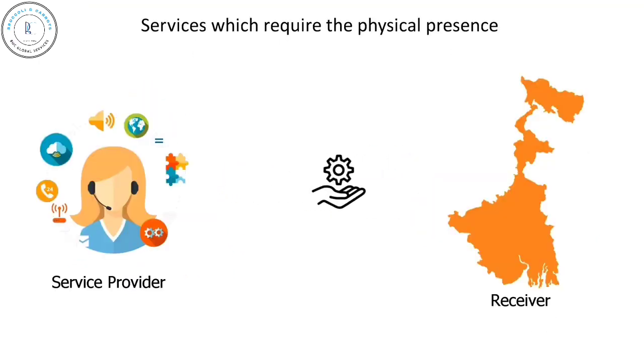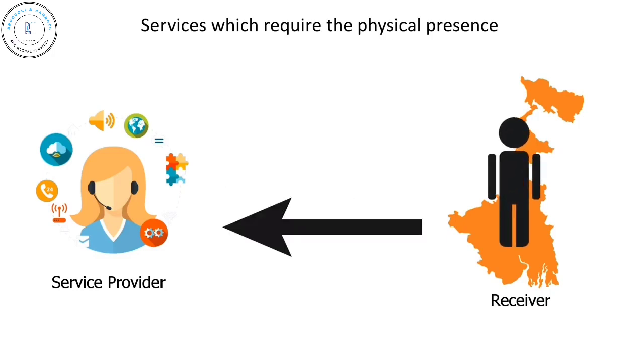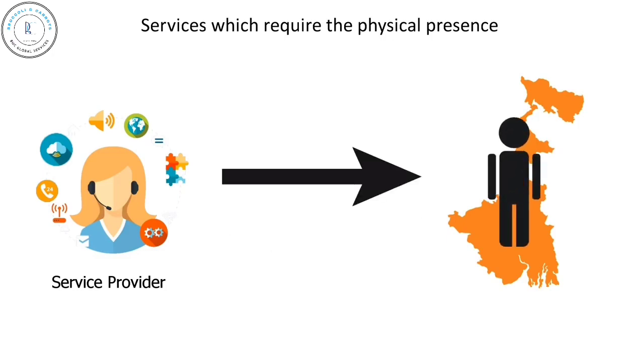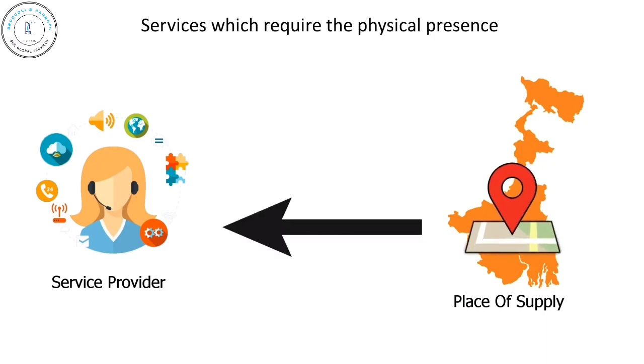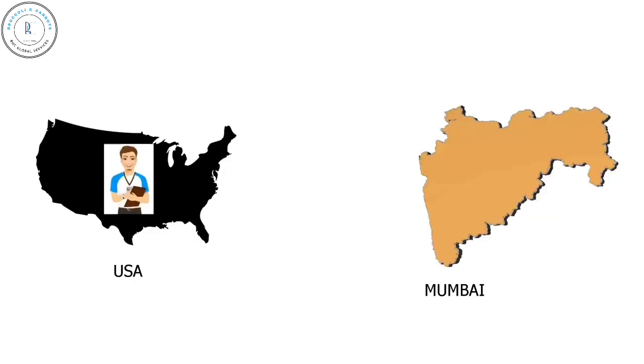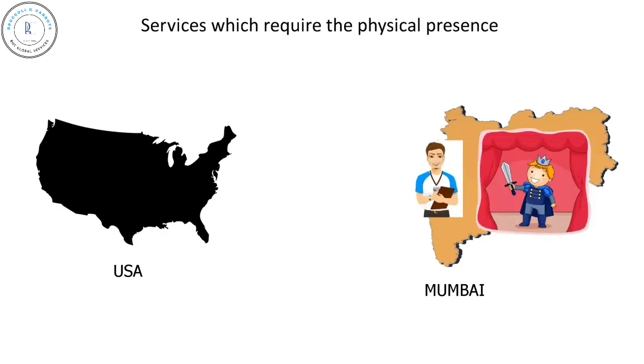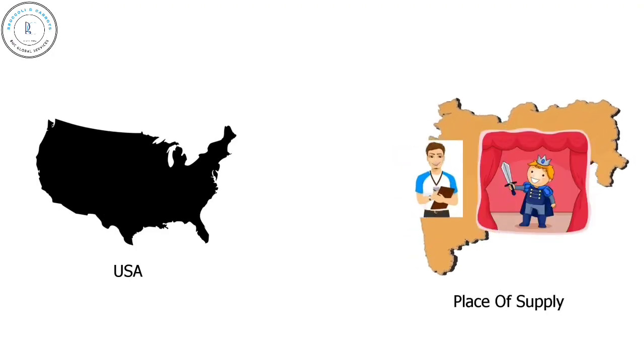For services which require the physical presence of the recipient with the service provider, place of supply shall be the location where services are actually performed. Example: a gym trainer from US came to Mumbai to train actors for a movie. Place of supply shall be Mumbai.